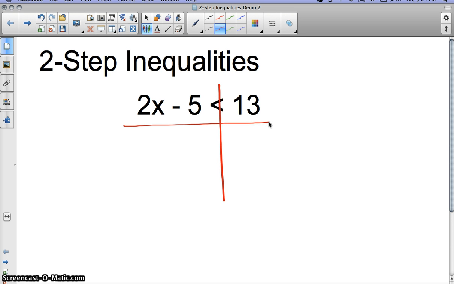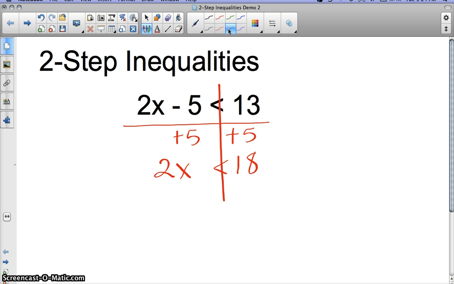So we got 2x minus 5 is less than 13. First thing we need to do, get rid of that minus 5. How do we get rid of it? We add 5. Bam, just like that. So left with 2x less than 13 plus 5 gives me 18.